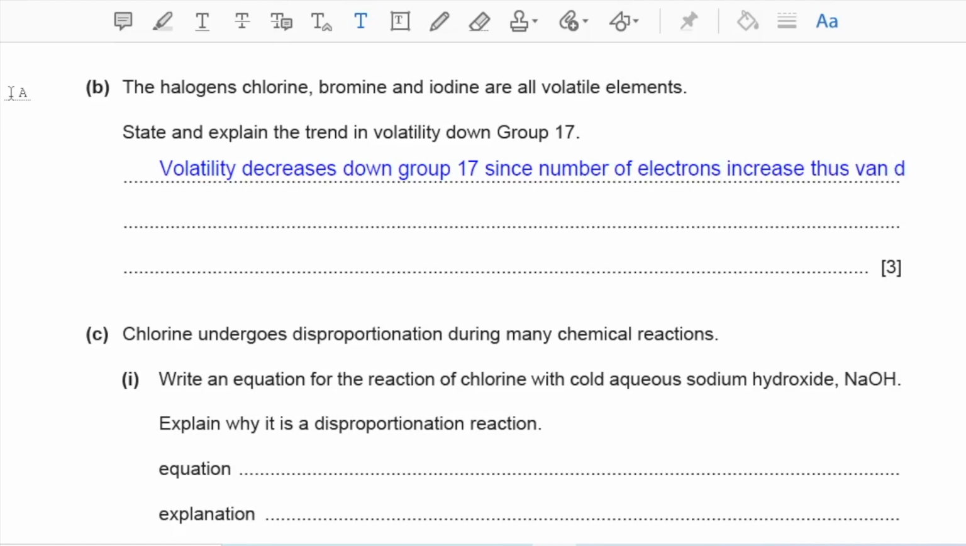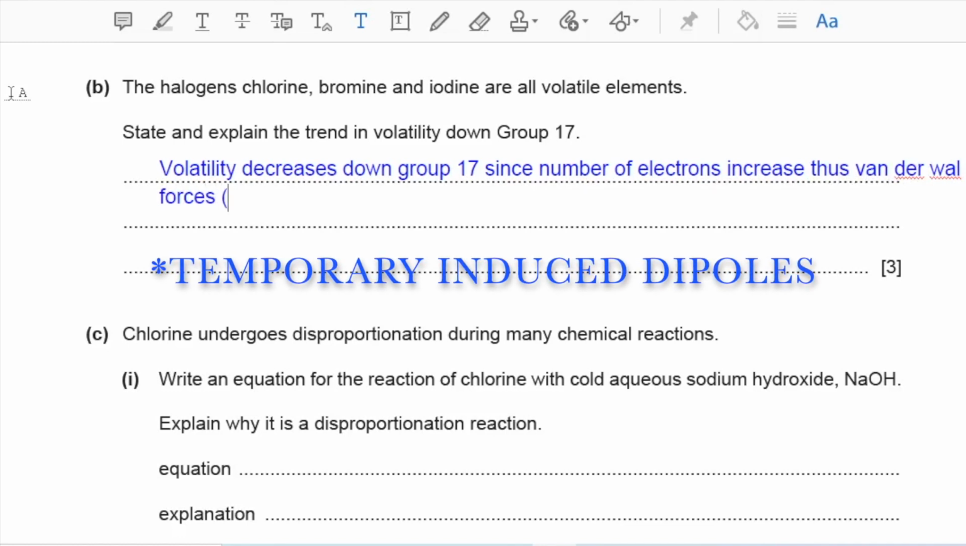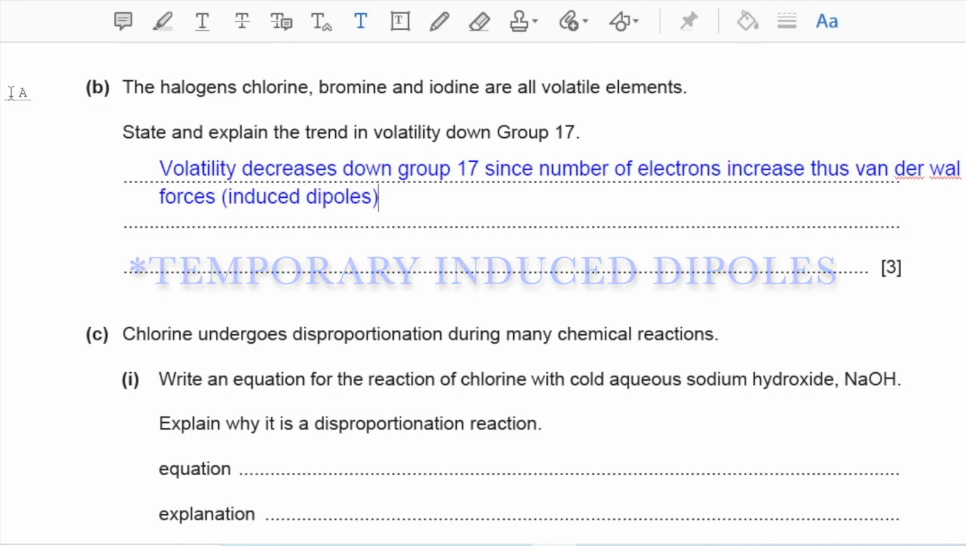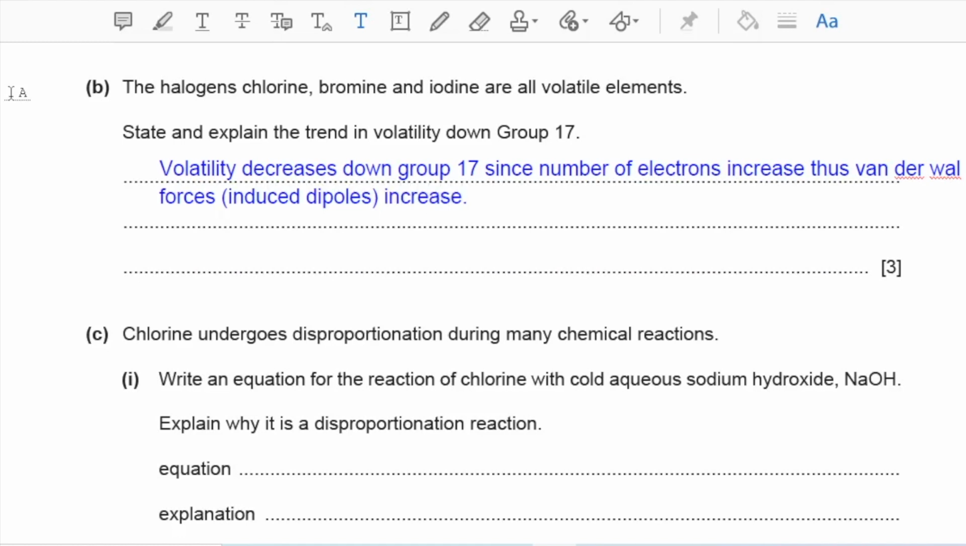thus van der Waals forces, which are induced dipoles in this case, increase. Hence, it gets harder to break bonds as we go down group 17. So volatility decreases.